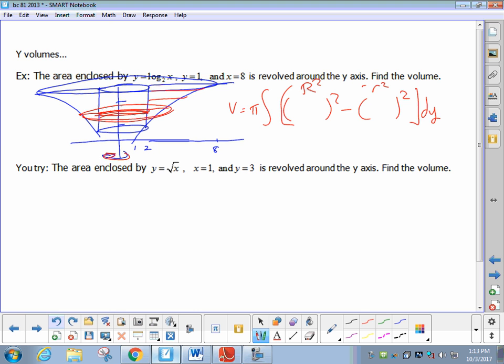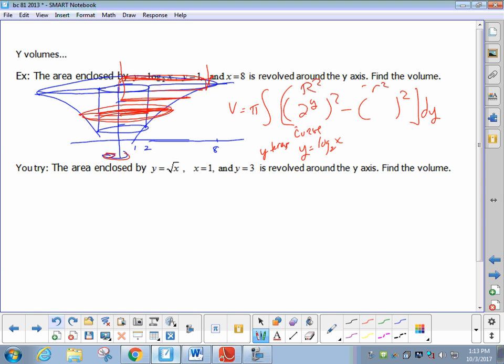Now look at the outer radii for all these. Here's the outer radius, here's the outer radius. Are those segments always the same or varying? They're varying, so it's obviously going to have a variable in it. It's really just the distance from the axis to the curve. So big R is the curve, but in x terms or y terms? Y terms this time. Y equals log base 2 of x, in y terms, is x equals 2 to the y. So big R is 2 to the y.